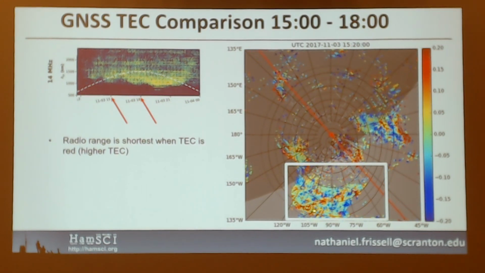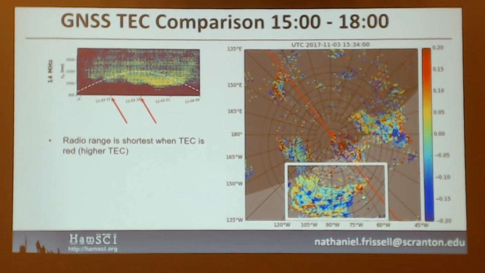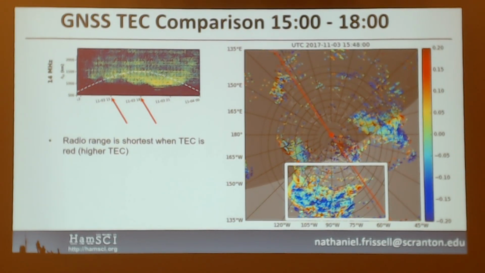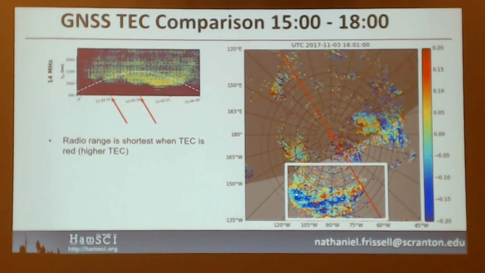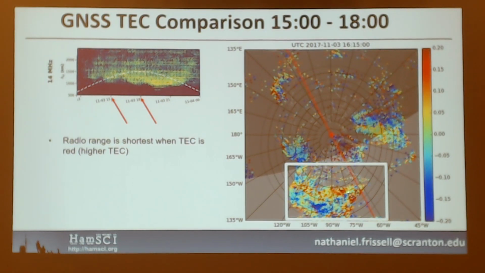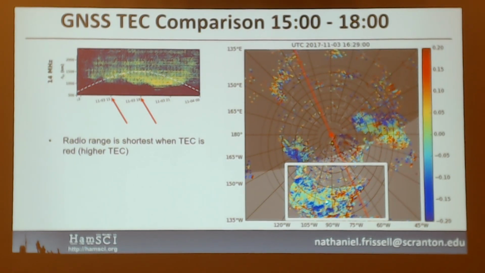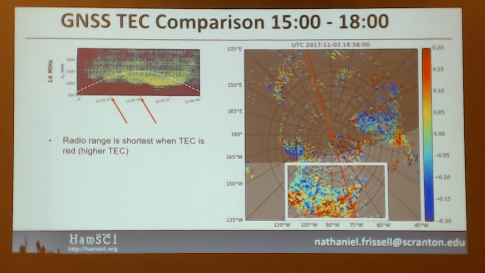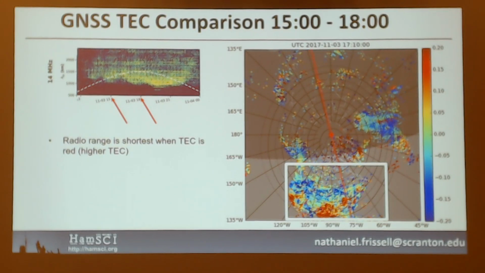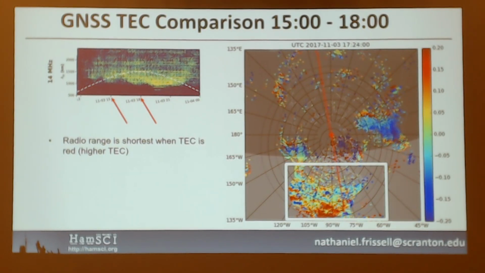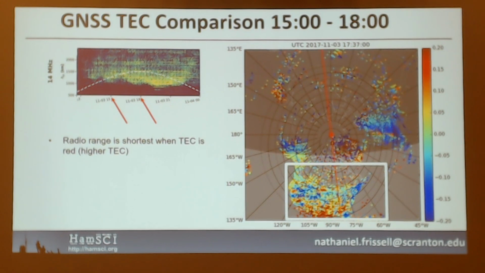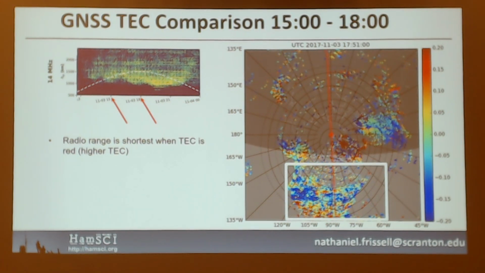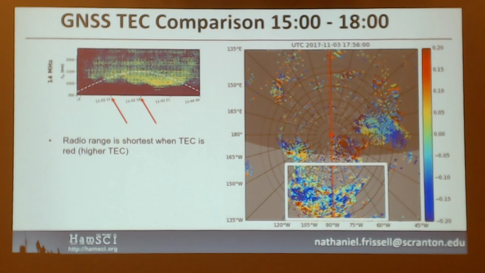So there you can see a nice coherent band of red going through. Now it's more blue, and you'll see another band of red starting to form and propagate toward the southeast. There it's going. And so the idea is the radio range is probably shortest when the TEC is red or higher, because higher electron densities are going to cause more refraction and bring your range of propagation in.